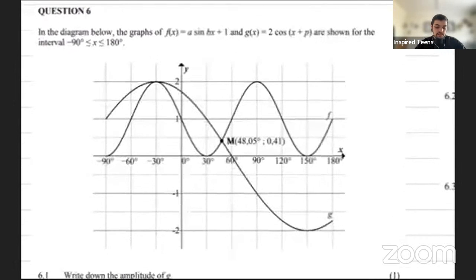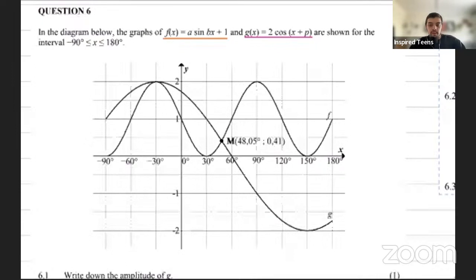Question number 6. In the diagram below, the graphs are f of x equals a sine bx plus 1, and g of x equals 2 cos x plus b. So this has 1, 2, 3 changes. The amount of variables it has actually indicates how many changes it has. They wouldn't put a variable if there wasn't supposed to be a number there, even if it's going to be 1. If it has a variable, you can assume that it's going to have that type of change.